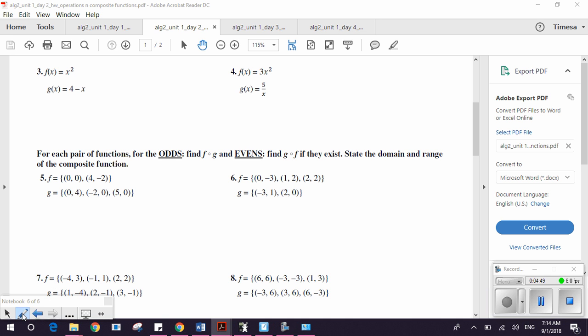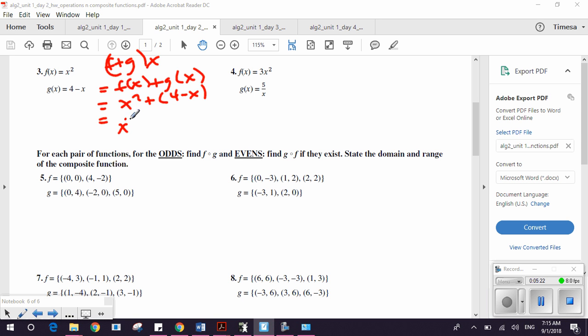On problem number 3, again, we carry out the same operation. So f plus g of x is f of x plus g of x. So x squared plus 4 minus x. And then combine your like terms, if any, and there are none in this case, but we can rearrange it so that it's in the proper order. So that's x squared minus x plus 4.